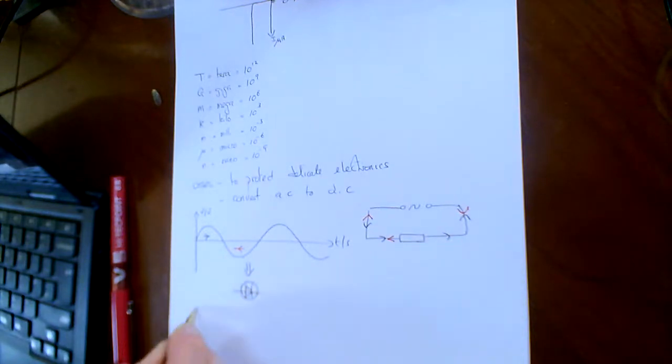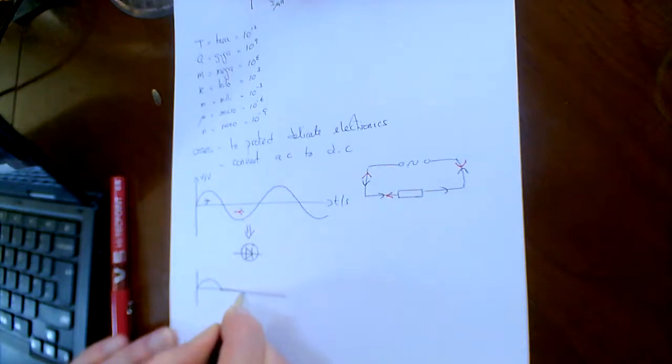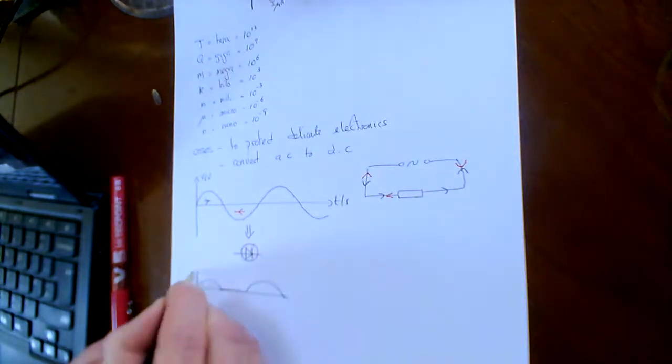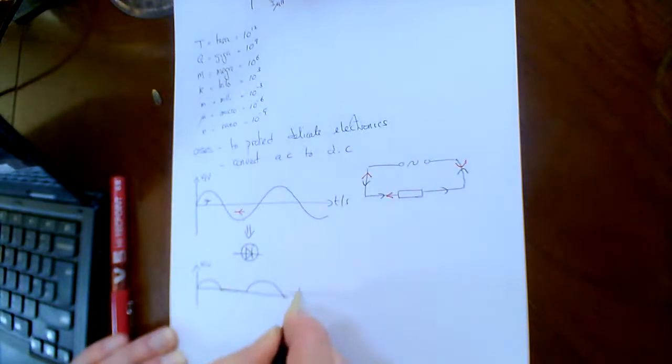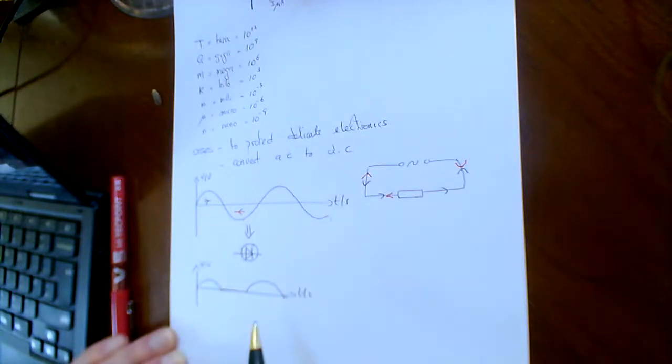Now if you were to put that through your diode, then what you'd get out would look something like that. So you've lost this negative bit. Again, V in volts and T in seconds. So this turns AC into DC. Okay, so you have a diode which is used to convert AC into DC.